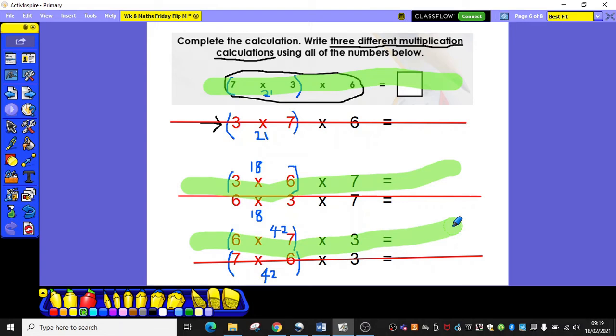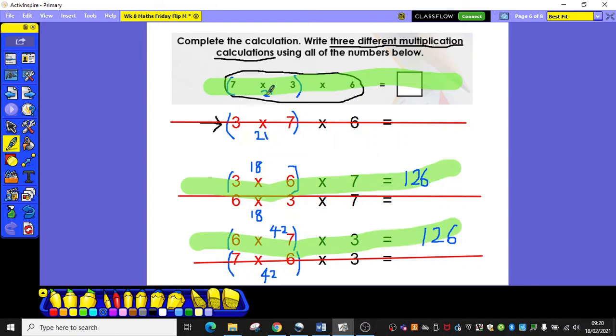Well, if I was working mentally, personally, I think I'd probably find 18 times 7 the trickiest. I think I would do 42 multiplied by 3 because I can multiply 40 by 3 and get 120, and I can multiply 2 by 3 and get 6. My answer is going to be 126. Actually, my answer to all of them is 126. Because whichever order I multiply these three numbers, I'm always going to get the same product. I'm always going to get the same answer. Okay, product's another word for answer when we're multiplying.